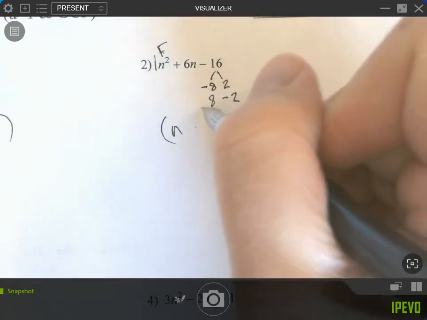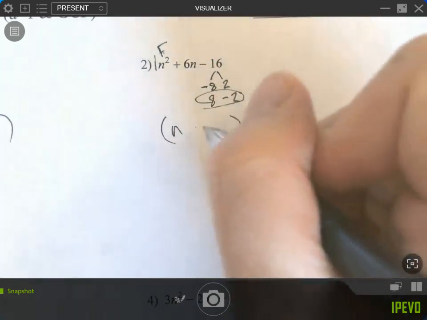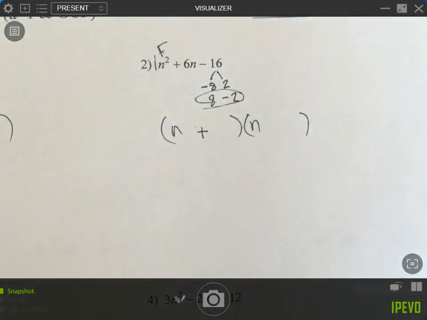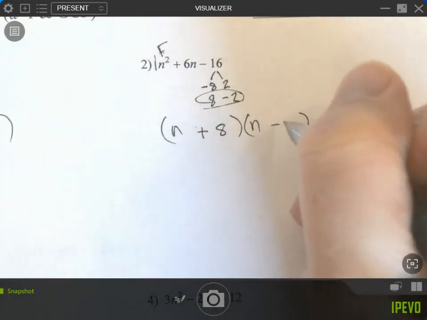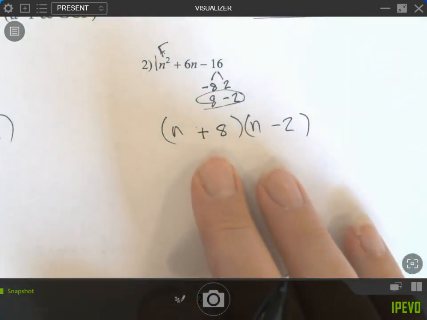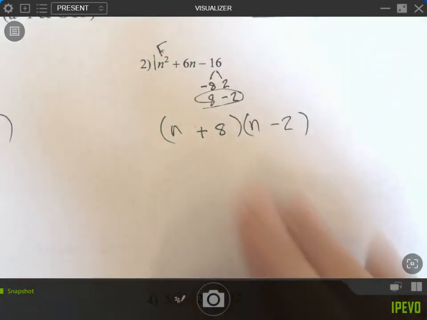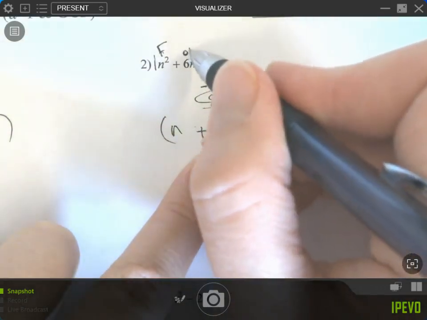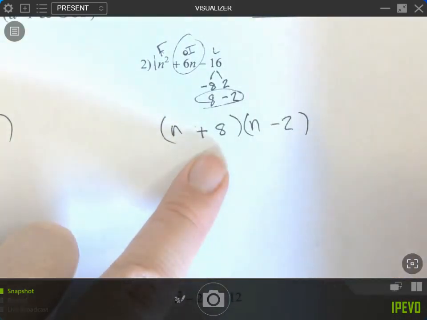If I got the right number wrong sign, switch signs. Are there other numbers that multiply to 16? Yeah, 4 and negative 4. So a positive 8 and negative 2, and the order of this does not matter. Are we clear on that? When I multiply the outside, negative 2n and 8n, there's my outside and inside we always have to check for.